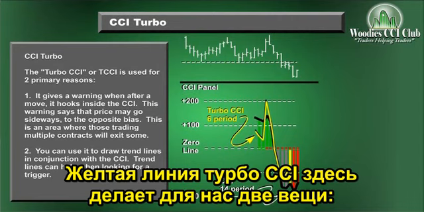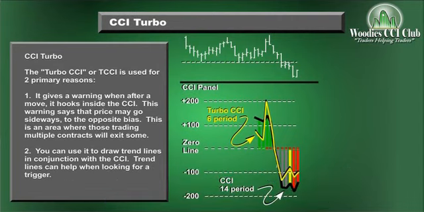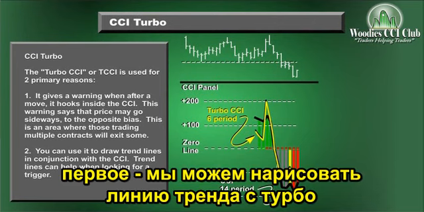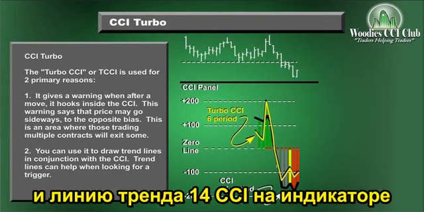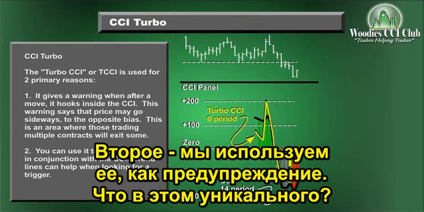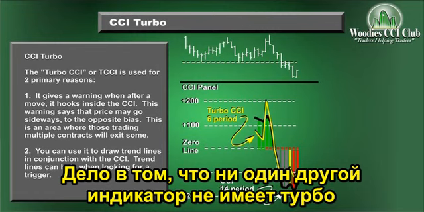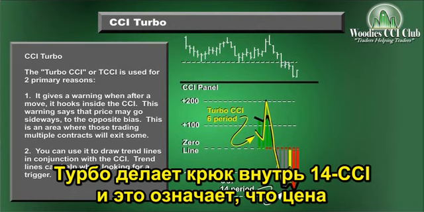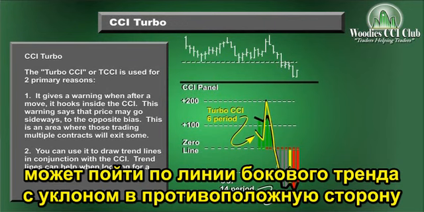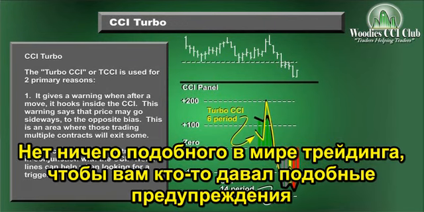The Turbo CCI in the yellow here does two things for us. Number 1, we can draw trend lines with the Turbo and the 14 CCI to draw trend lines on the indicator, and we also use it as a warning. Now, what's unique about that is no other indicator has a Turbo that when it hooks inside the 14, it's telling us we're going to go sideways to an opposite bias, and there's nothing in the world of trading that will give you this kind of warning.